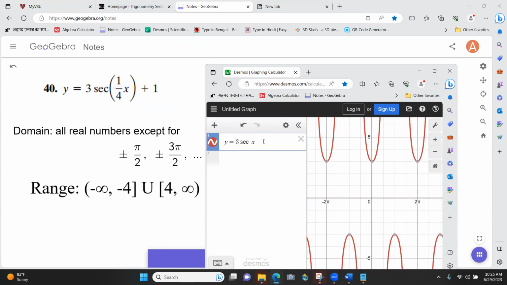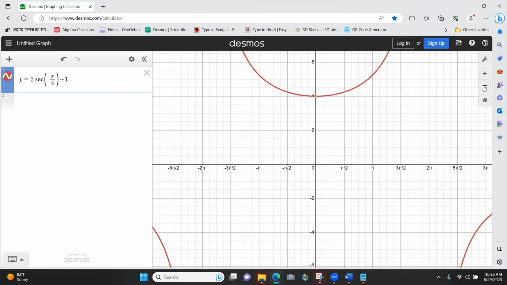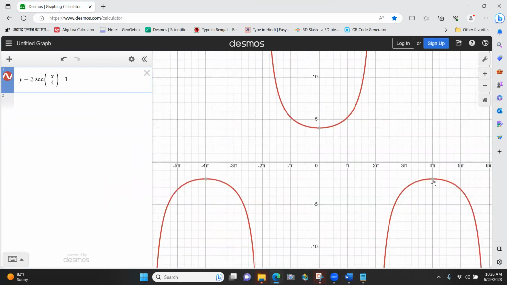3 secant x, but really secant x over 4. Just to let you know, secant of 1/4 times x is x over 4. Plus 1. That's interesting. All right, let's see what's going on. So, okay. Now take a look, guys. The range is going to be from this point all the way up to this point.